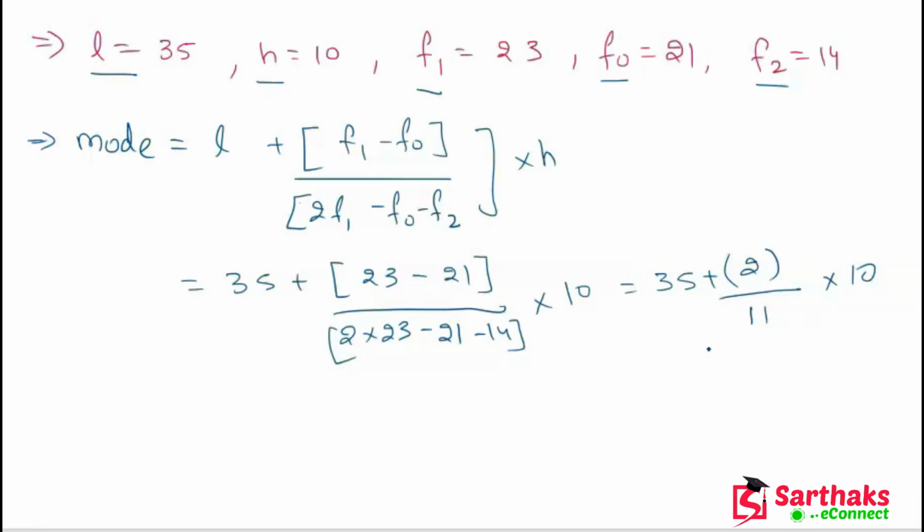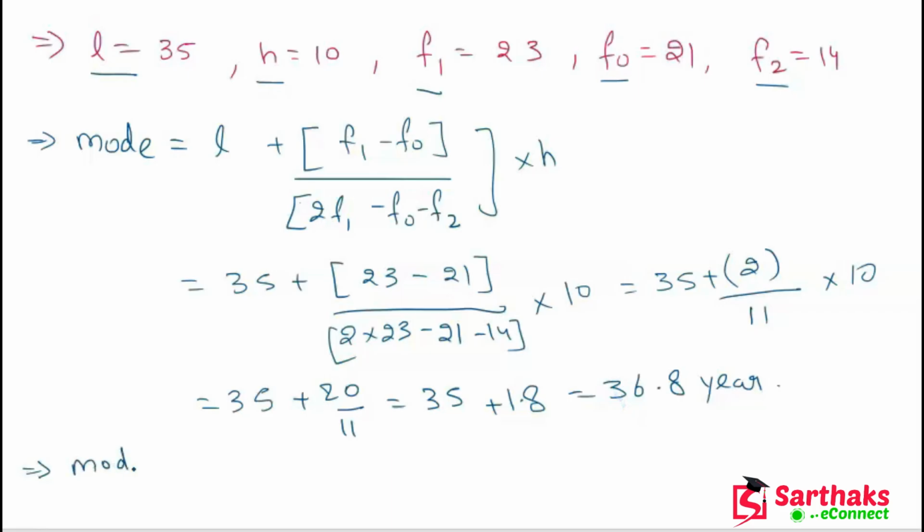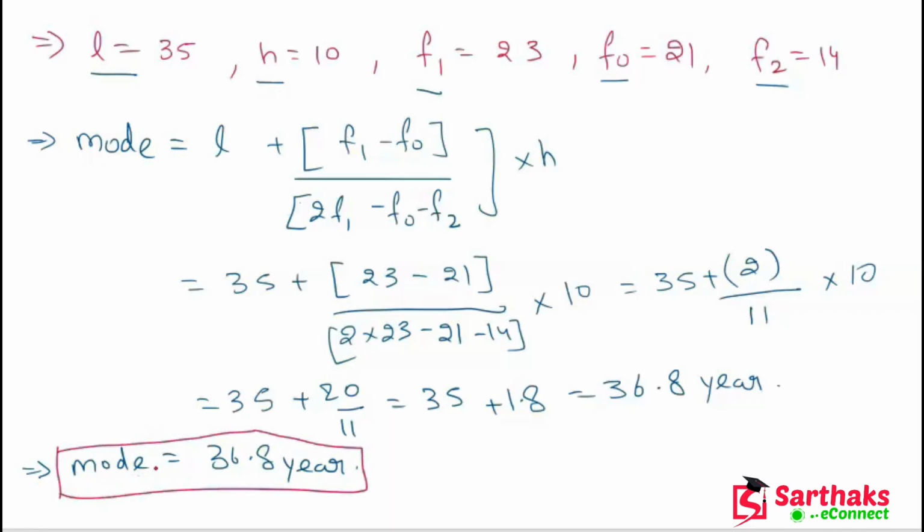So now my dear friends, we have 35 plus 20 upon 11, which is equal to 35 plus 1.8, which is equal to 36.8 years. So this is the mode, 36.8 years. I hope my dear friends you understand these things. So now we just have to put in the formula and we can find the mode easily.